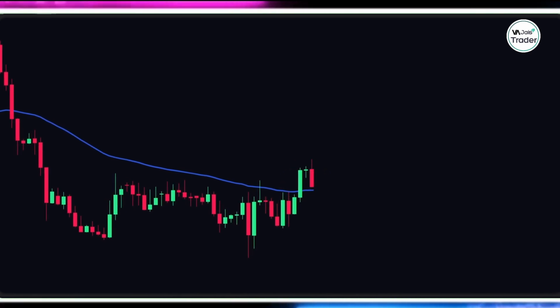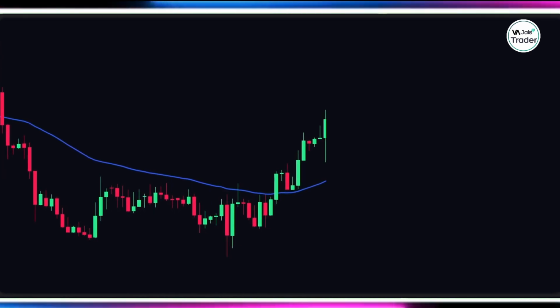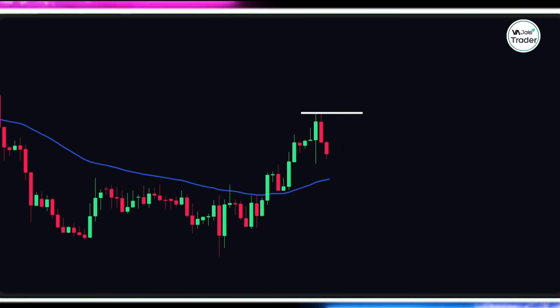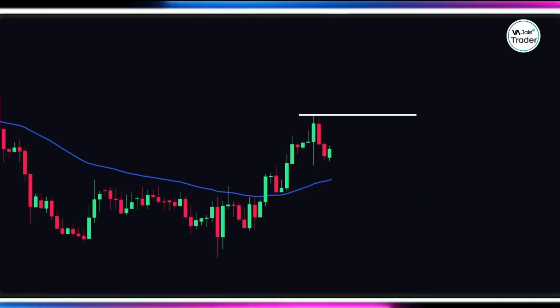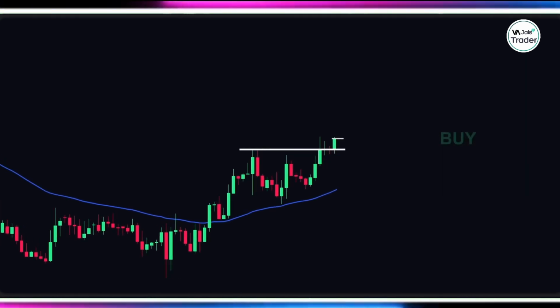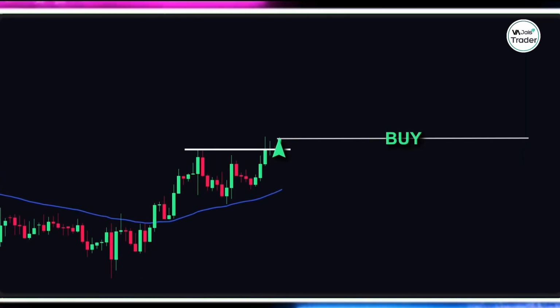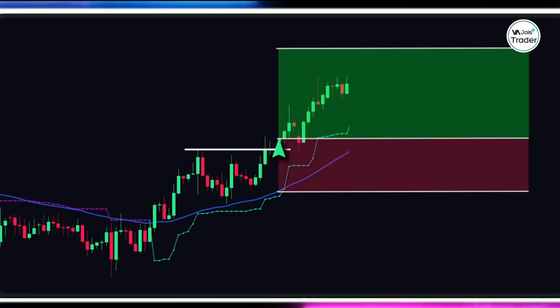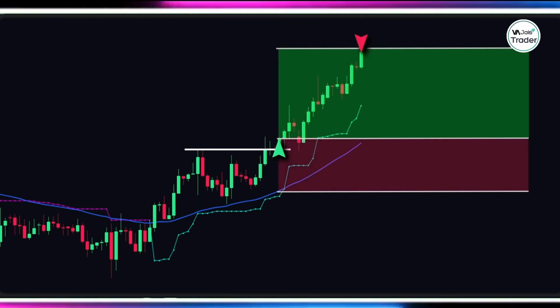I then waited for a pullback of at least two consecutive red candles after the breakout, which happened right here. That's where I drew the horizontal line at the highs. It was then time to wait until we broke that line again. When we did, I bought right at the breakout candle's close. Then, I applied this chandelier stop, set my stop loss and take profits. As you can see, the price hits our take profit target.